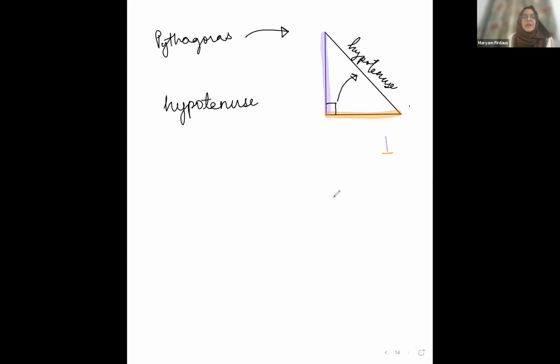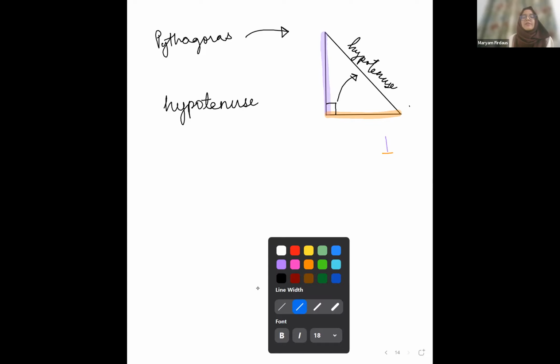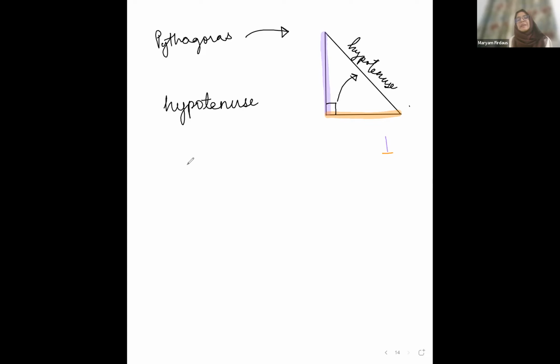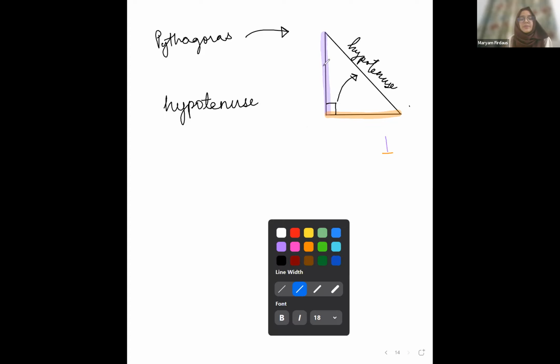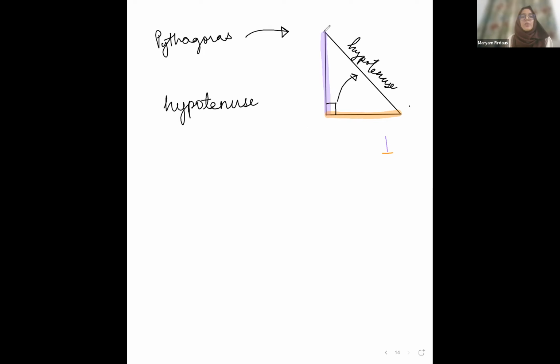Now, Pythagoras gave something which is called the Pythagoras theorem because he observed that the sum of the squares of the two perpendicular sides is going to be, don't get confused on what I'm saying, I'm going to explain it, equal to the square of the third side. What does that mean?